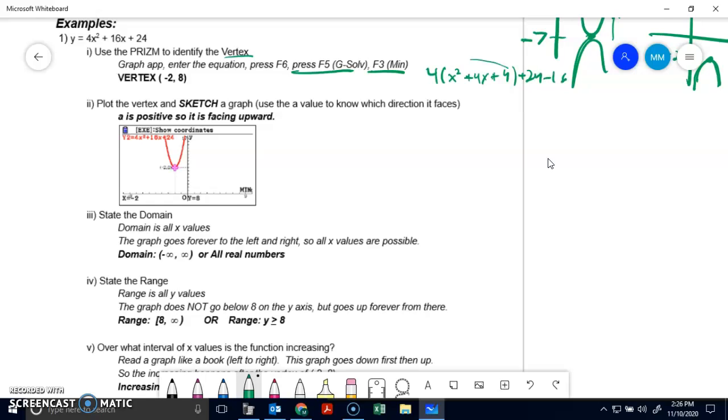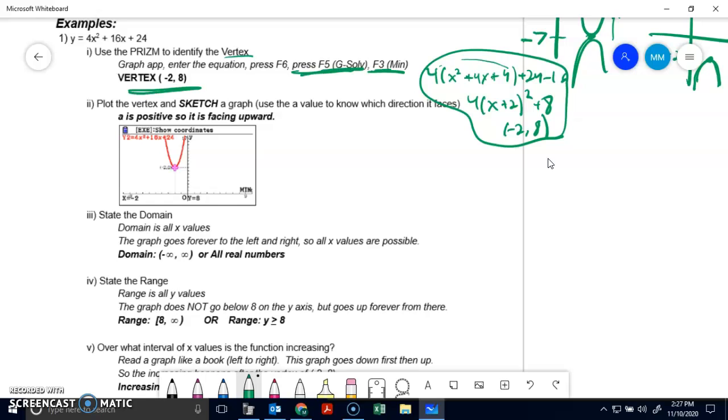Minus 16 would balance it because it's 4 times 4. X plus 2 squared plus 8. The vertex is negative 2 comma 8. Great. Use completing the square to find it. I'll give you bonus if you do that, but you don't have to. Just use the calculator to find the vertex.